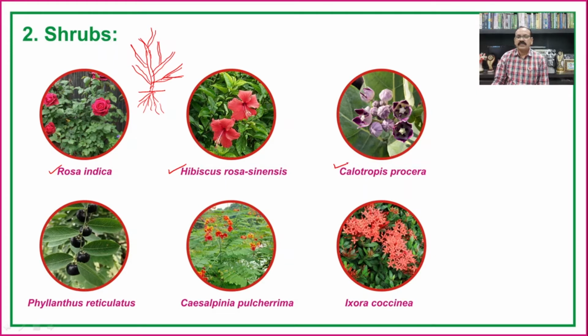Then the wild plant which is most commonly used in the studies for the family Asclepiadaceae is Calotropis procera. Then again the common wild plant Phyllanthus reticulatus of the family Euphorbiaceae. Then Caesalpinia pulcherrima of the family Caesalpiniaceae and Ixora coccinea of the Rubiaceae. These are very common plants which are found in almost every area and are the best examples of shrubs.